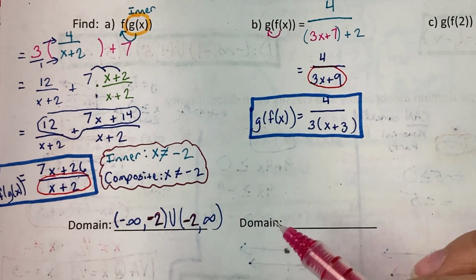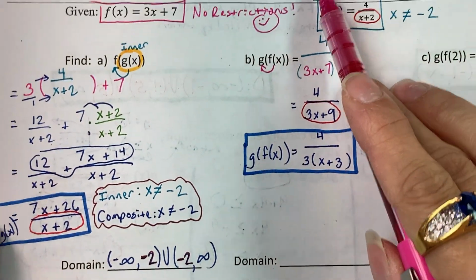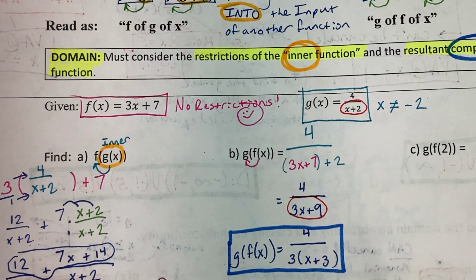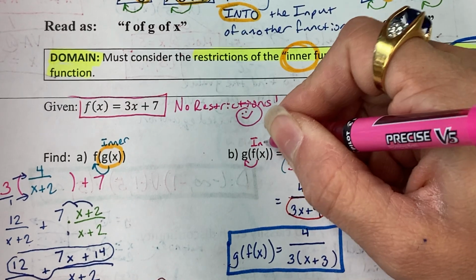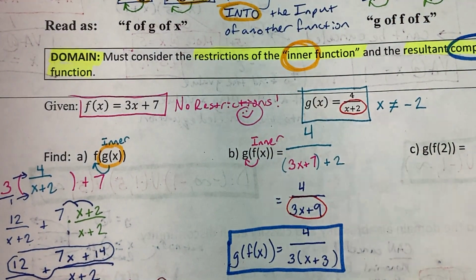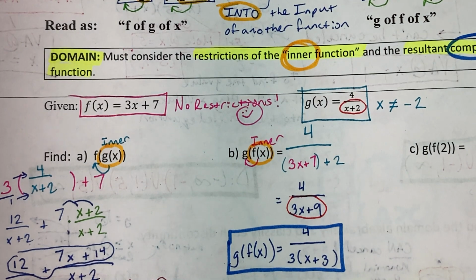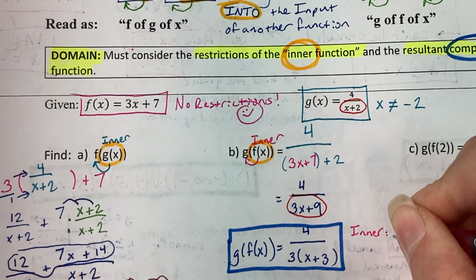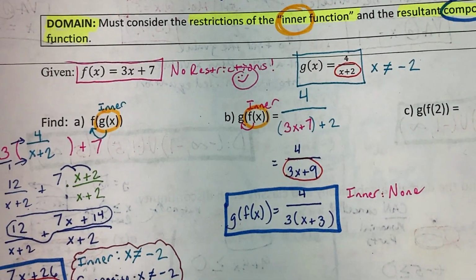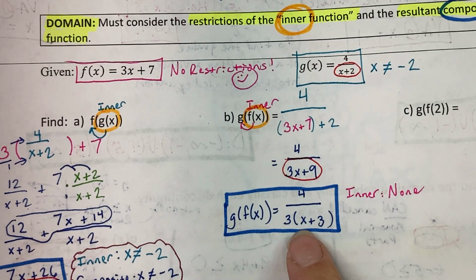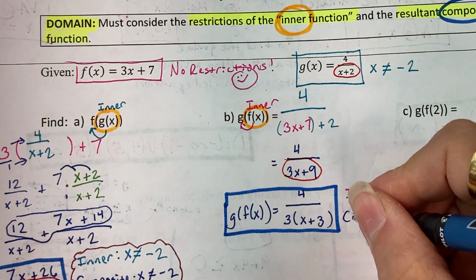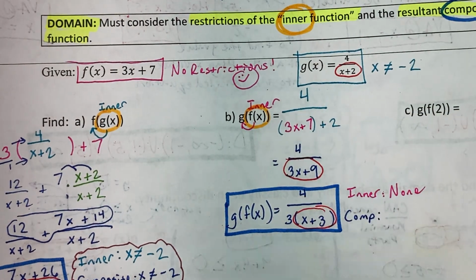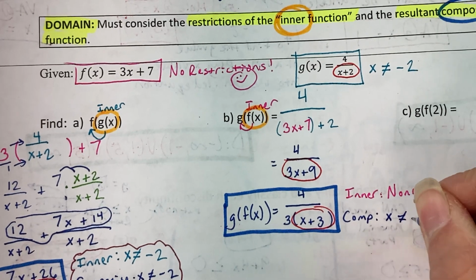So folks, to find our domain, we now need to consider my inner function restrictions and my final composite restrictions. So who's my inner function in this one? My inner function is f of x, and f of x has no restrictions. But what about my final composite? My composite has a restriction that x cannot be equal to -3.